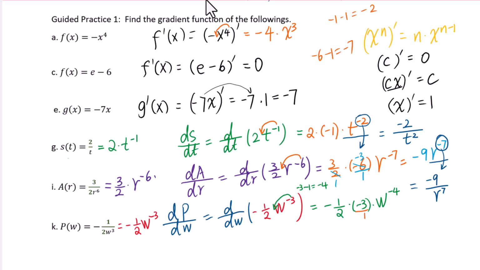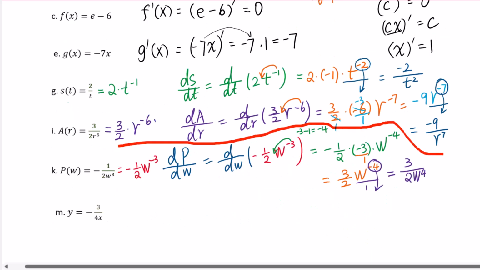Work out this coefficient. Negative negative is a positive 3 over 2, w to the power of negative 4. We need to change this negative exponent into positive. So we get 3 over 2, w to the 4th power.